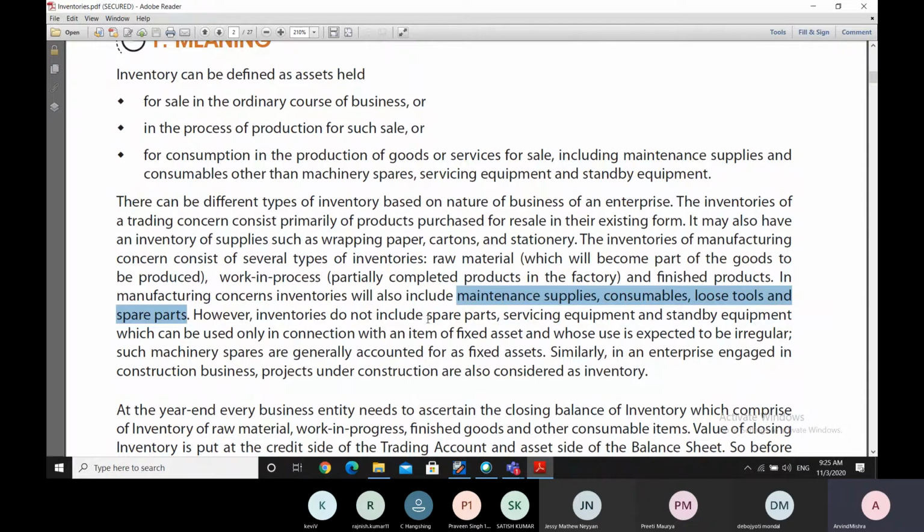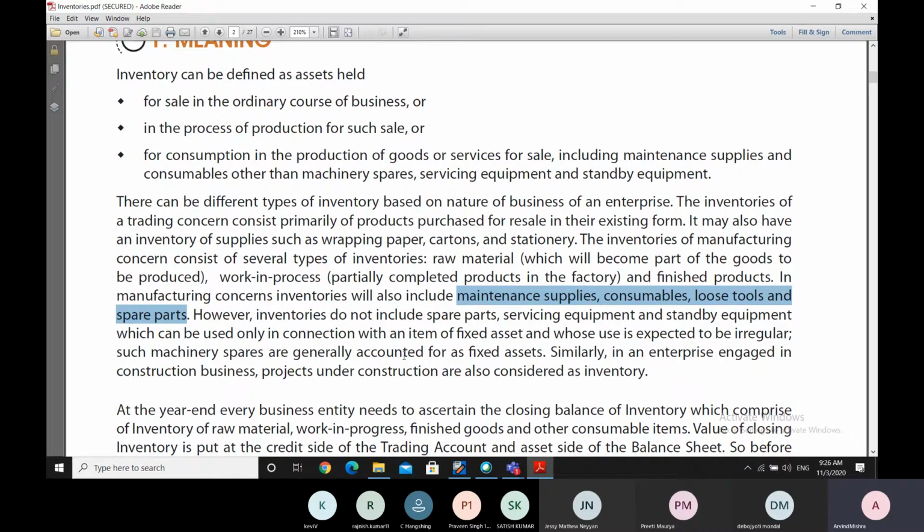Inventory is that thing which is generally used in the process of the business, or which is sold in the process of the business, or which gets used in the process of production, or which is consumed in the process of production, and finally leads to some sale. Any such servicing equipment or standby equipment which is servicing one particular asset is generally accounted for as part of that fixed asset itself.